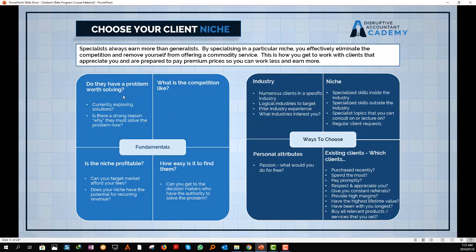So the first thing is, do they have a problem worth solving? So for us as accountants, we're really very lucky, because yes, the answer is there generally is, because every single month SARS wants something from them. But again, if you've got that red umbrella, then that's exactly what you want to do. That's going to take you to the next level, and it's going to make your life a lot easier. And then, of course, you want to know, is there a strong reason for them to solve the problem? So maybe they're getting their company deregistered, right? There's a really strong reason in order for them to need to get hold of your services.